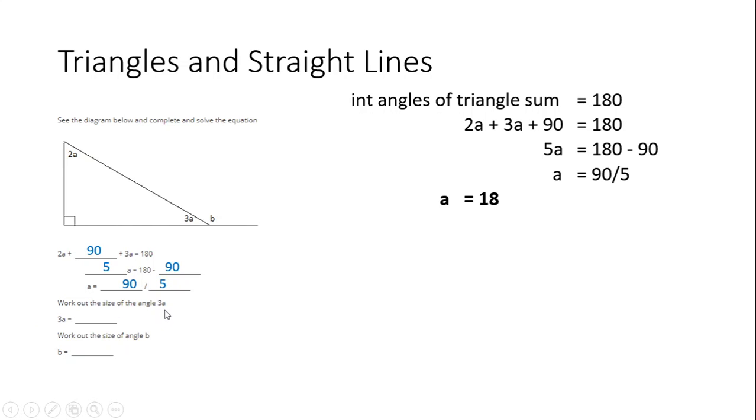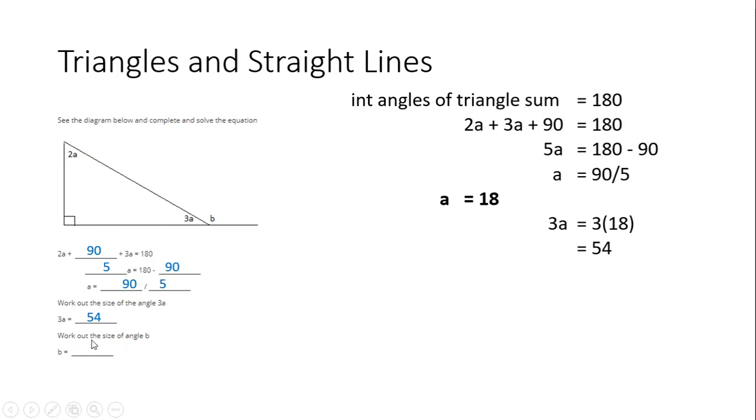Work out the size of angle 3A. Here's angle 3A, and 3A just means 3 times A. I know what A is, it's 18. So 3A is going to be 3 times 18, which is 54. So 3A is 54, that's this angle down here, 54.